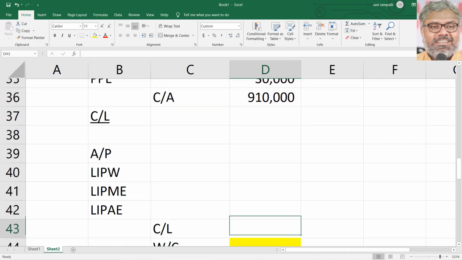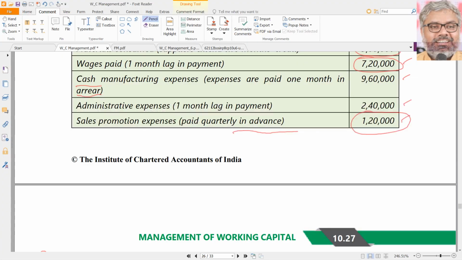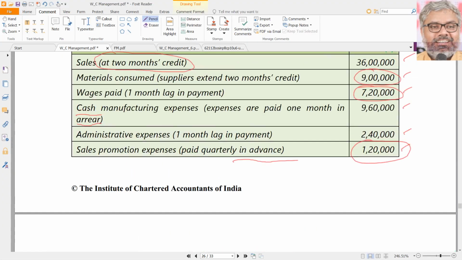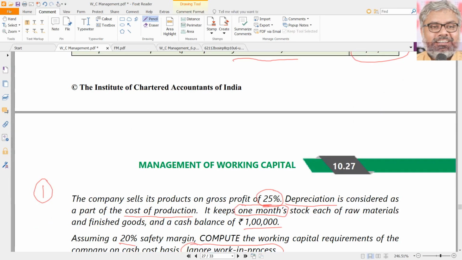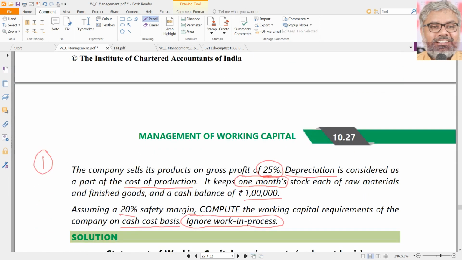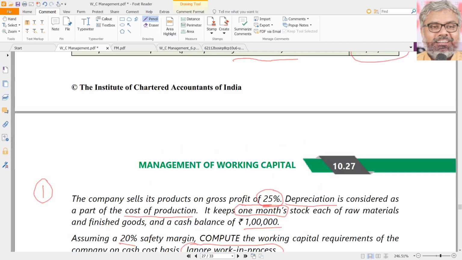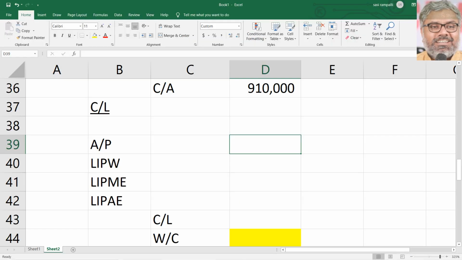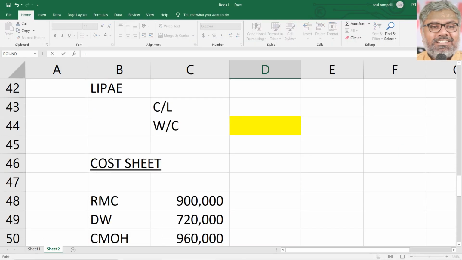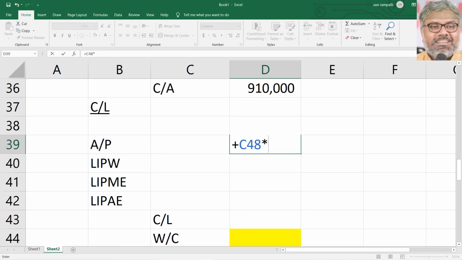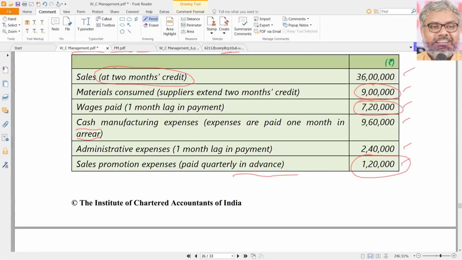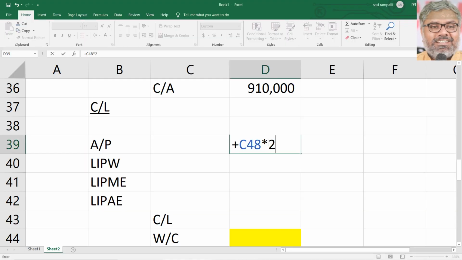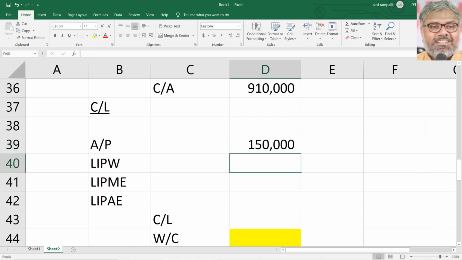Just keep it aside. Then coming to current liabilities, accounts payables will be related to the materials purchased. And again here material purchased and consumption is the same. Why? Opening stock and closing stock of raw materials is assumed to be the same since it is not a newly started business. So 9 lakhs. Material consumption is equal to materials purchase. 9 lakhs multiplied with suppliers extending 2 months credit, 2 by 12. That is accounts payable.